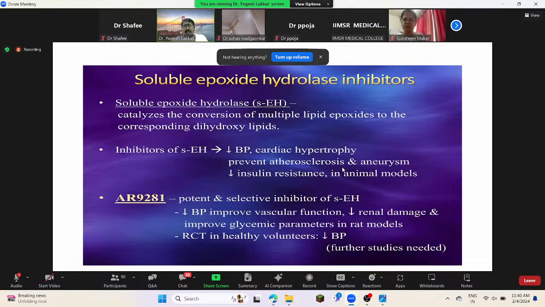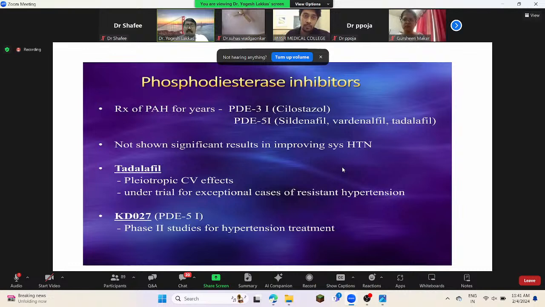Now we have seen so many molecules, but the main thing to remember is the newer pathway, the RAS alternate pathway, that has come into the picture on a large scale, and molecules acting on that RAS pathway, like sacubitril or daglutril, will be the recent future for all of us.